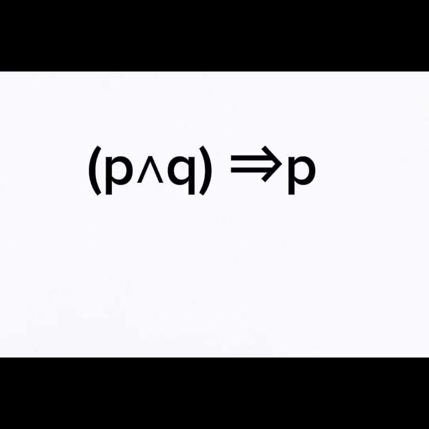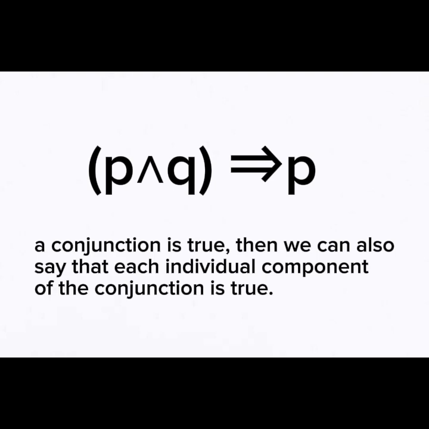The simplification rule in logic is a rule of inference that allows us to simplify a conjunction, and, into its individual components. It states that if we have a premise P and Q, then we can derive the individual propositions P and Q. The simplification rule is based on the idea that if we know that a conjunction is true, then we can also say that each individual component of the conjunction is true.